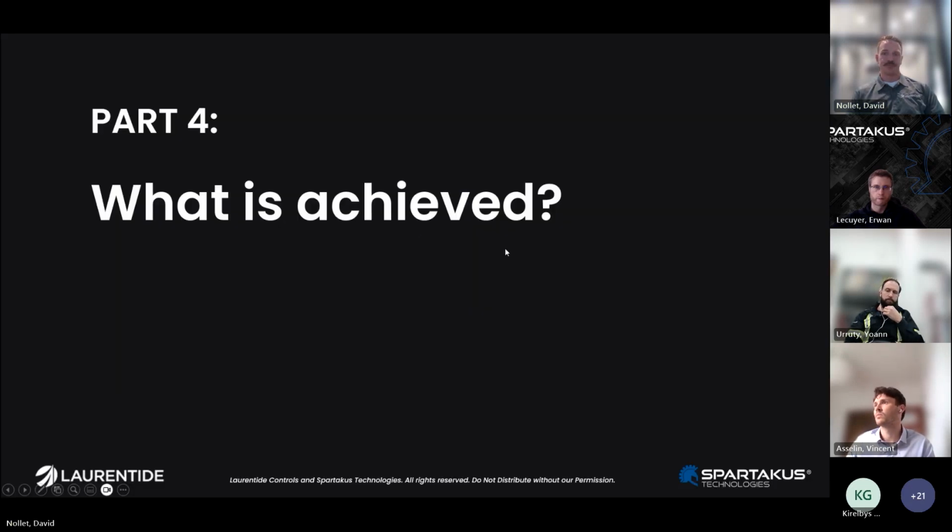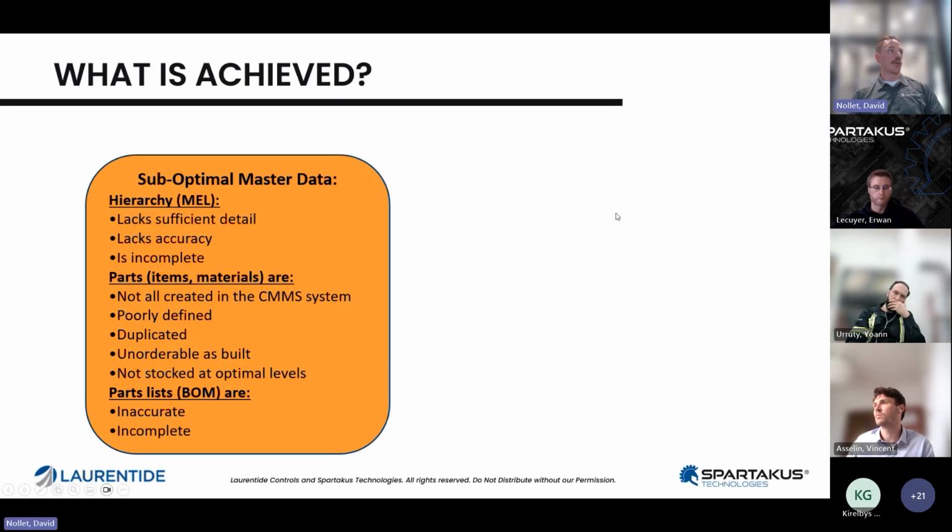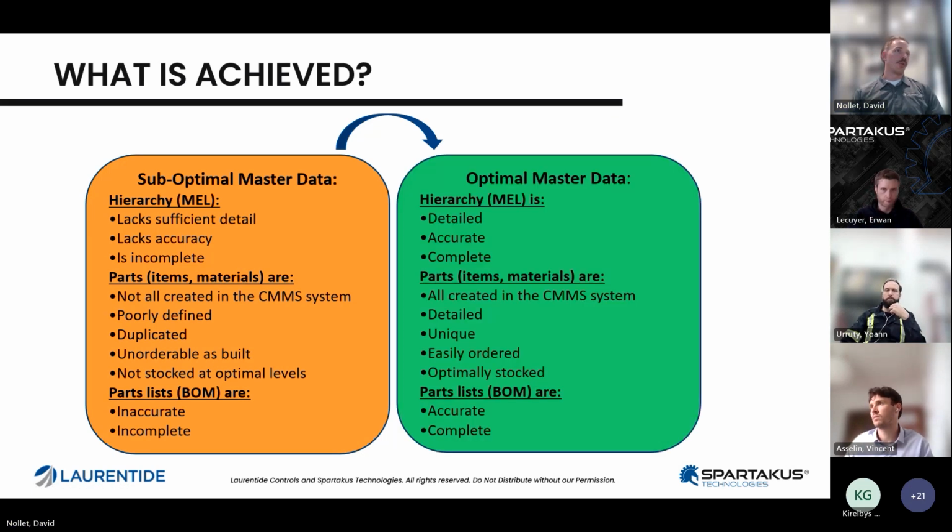So what are we hoping to achieve in, say, doing a master data optimization project? We are hoping to go from this suboptimal hierarchy that we described to a detailed, accurate, complete hierarchy. We are looking to solve all those problems that we just described about parts.